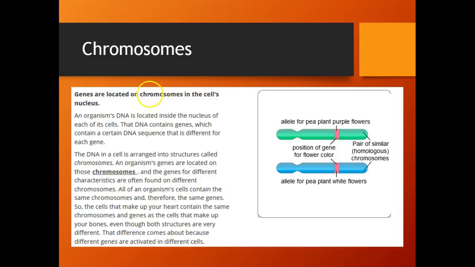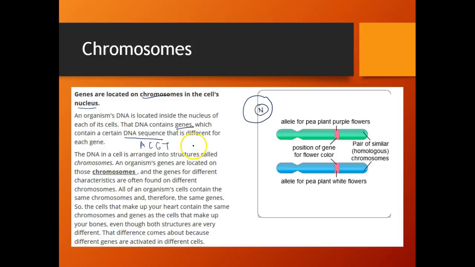Okay, so genes are located on chromosomes in the cell's nucleus. Remember, when we have a cell, we have a protected control center right inside here, which we call the nucleus, and this is where DNA is going to be found. The DNA contains genes, which contain certain DNA sequences using the bases, right? Remember we use adenine, cytosine, guanine, and thymine, right? All of these different nucleotides make up a DNA sequence that is different for every gene.